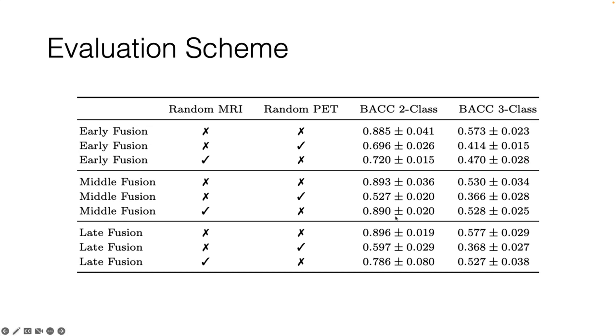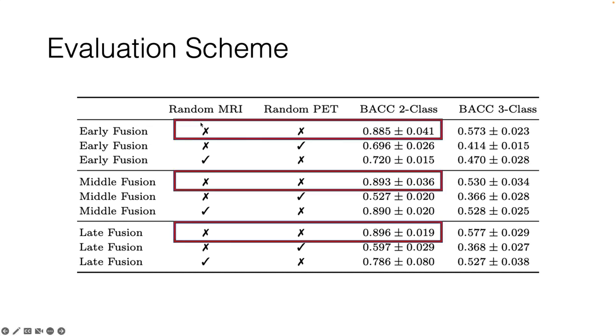So first, when we're testing on correct pairs, so when none of the data has been randomized and we have a correct pair between one patient's MRI and PET scan, we see that all fusion steps see similar results with some variance, the greatest being between early and middle fusion.